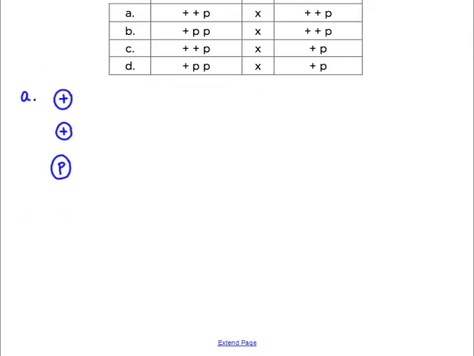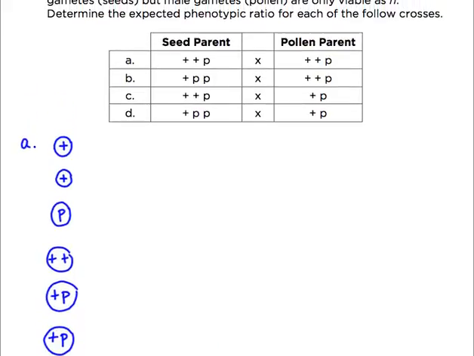Okay? But then they can also make viable gametes that are N+1, so you can have this first plus, you can have plus P, which has the first plus chromosome, and you can have the other plus P. Okay, so a total of 6 gametes that this seed parent can make. Now you're crossing it with a pollen parent, and remember that pollen is only viable as N. So the pollen gametes can either be plus, or P.